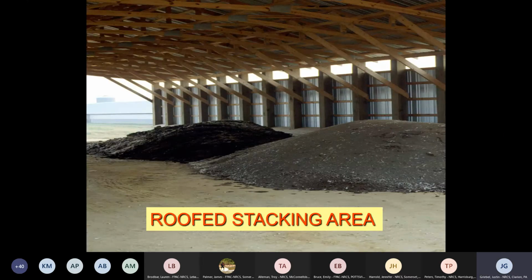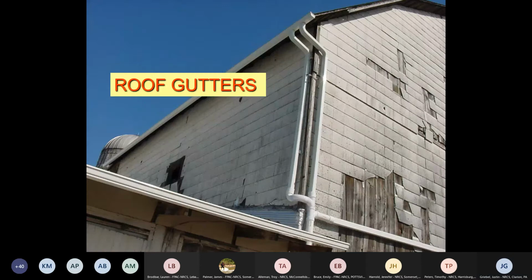And here's one of the roof stacking areas where there's stacking litter and manure to keep the rain and weather off of it, keep the waste dry. Installation of gutters. It's a long run of 6-inch gutter here. One downspout couldn't handle it, so they installed 2 downspouts to take the water to the 4-inch pipe.